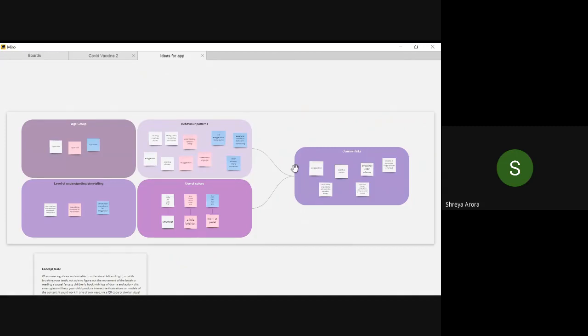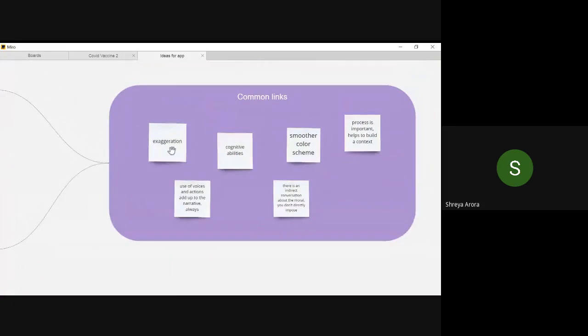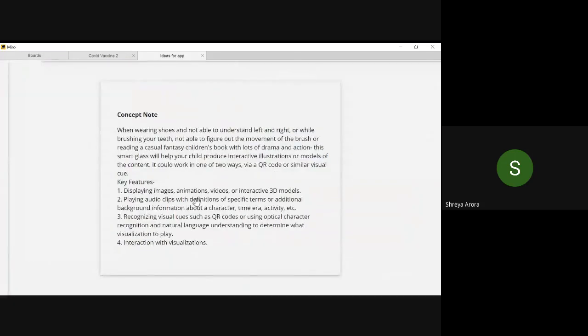So these were the common links that I had. Like exaggeration is always a part of storytelling, and cognitive abilities evolve, but there are some common things that happen. And then a smoother color scheme is used for the books, and the use of actions and voices is always there in the narrative to build more interaction and a better use of imagination for a child. So I think this is where I really want to focus.